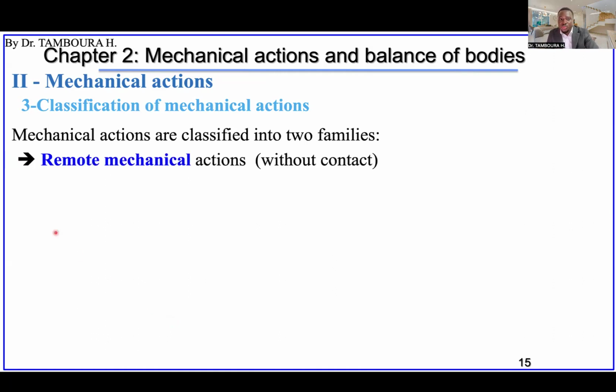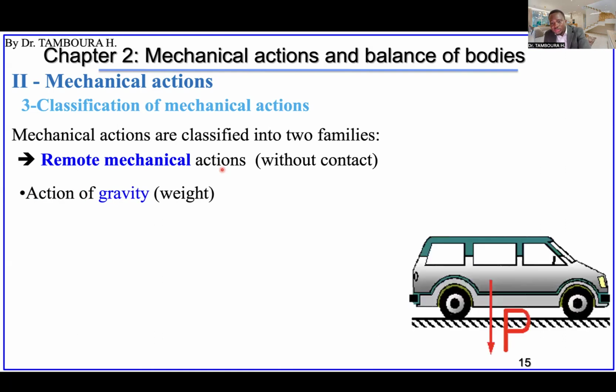So remote mechanical action, this means no contact at all. So these mechanical actions are acting without touching. An example is gravity, the action of gravity, the weight. So when you see this car, for example, the gravity is acting on this car, but only using the weight of this car. There is no contact at all.